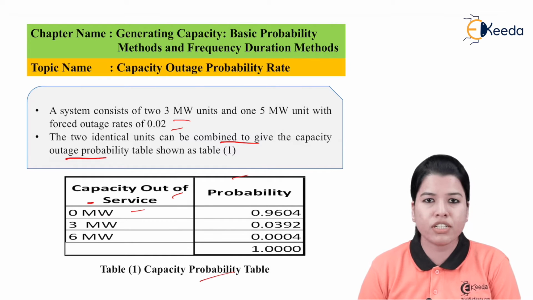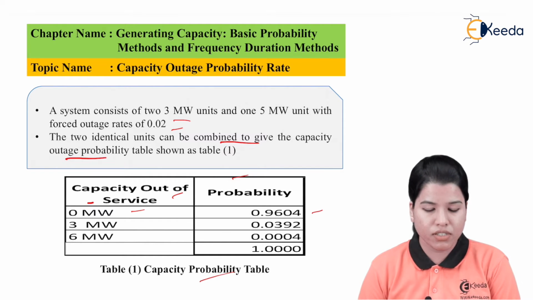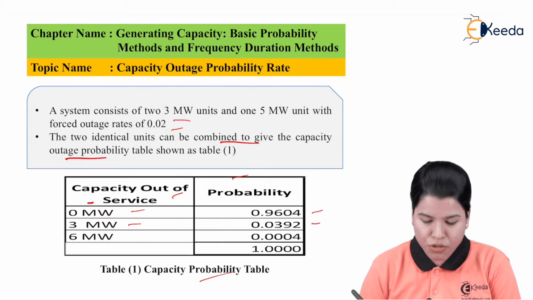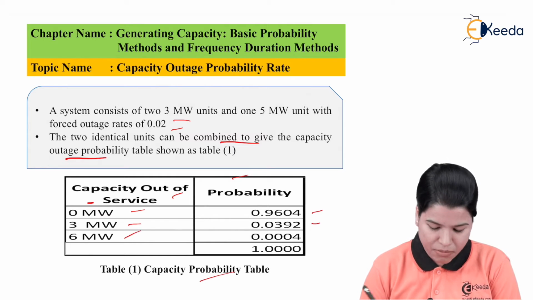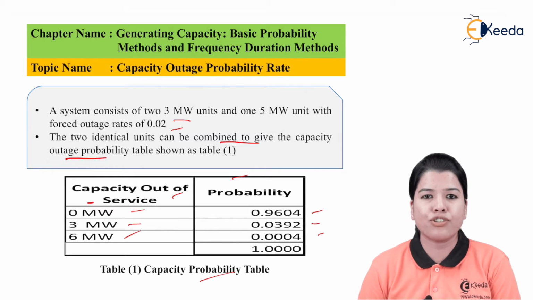If we consider 0 megawatt, then the probability is 0.9604. Similarly for 3 megawatt, the probability is 0.0392. Then for 6 megawatt, the probability is 0.0004. The addition of the probabilities is 1. We know that whatever the values of the individual probabilities, the addition of all the probabilities should be equal to 1.